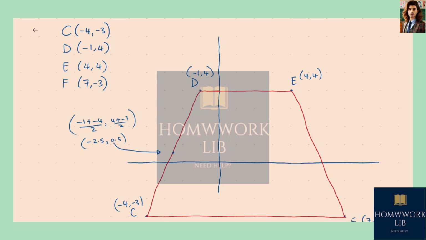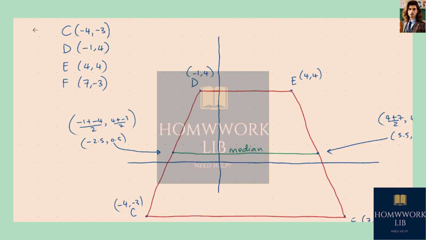Then the coordinates of the midpoint for the second leg will be 4 plus 7 over 2, because those are the x coordinates. And then for the y coordinates, 4 plus -3 over 2. So this will be 11 over 2, which gives us 5.5, and 1 over 2, which is 0.5. So it's going to be at 5.5, and then at 0.5. So that's where the other midpoint is. Then when you join these two midpoints, you get the median. Okay, so that's our median.